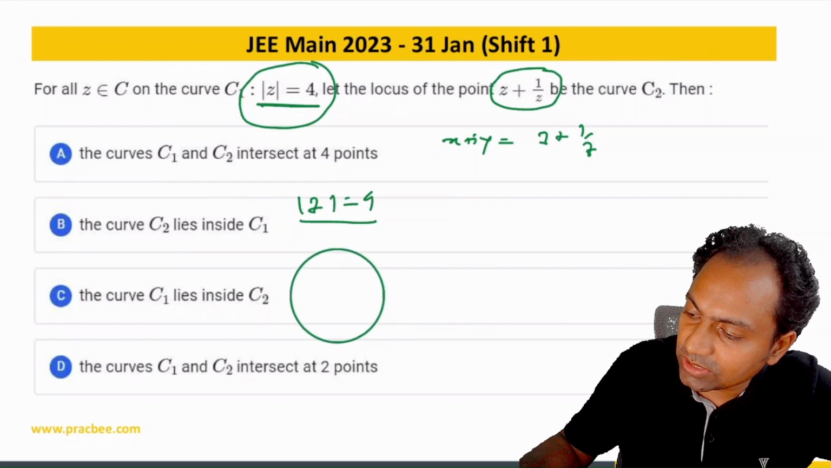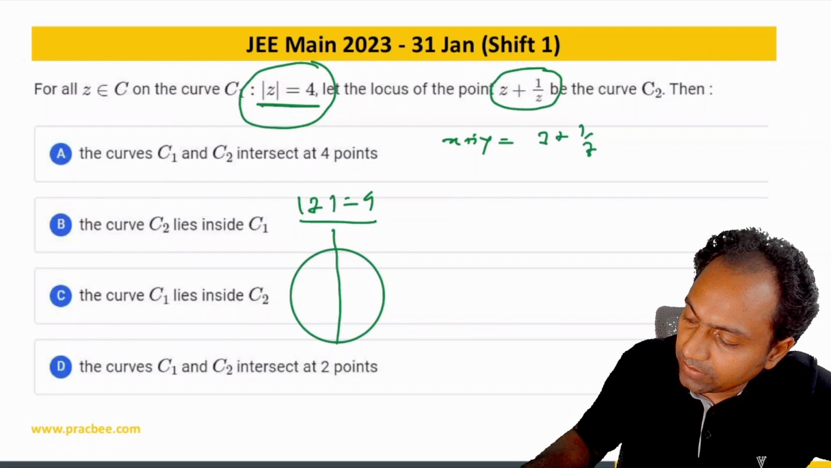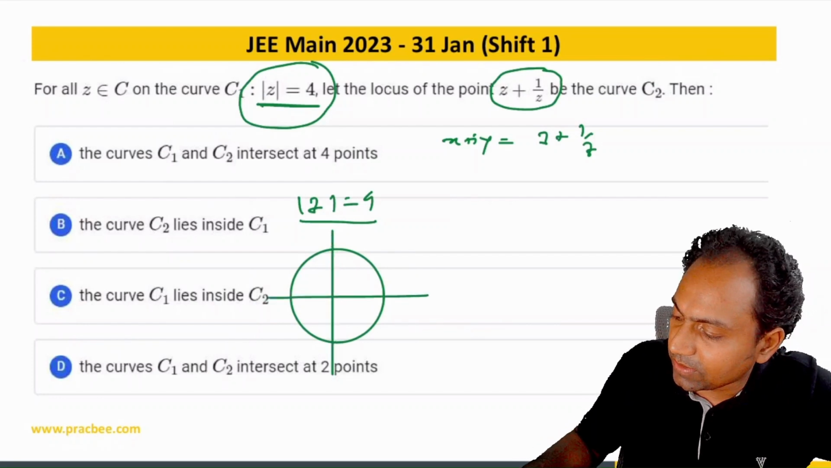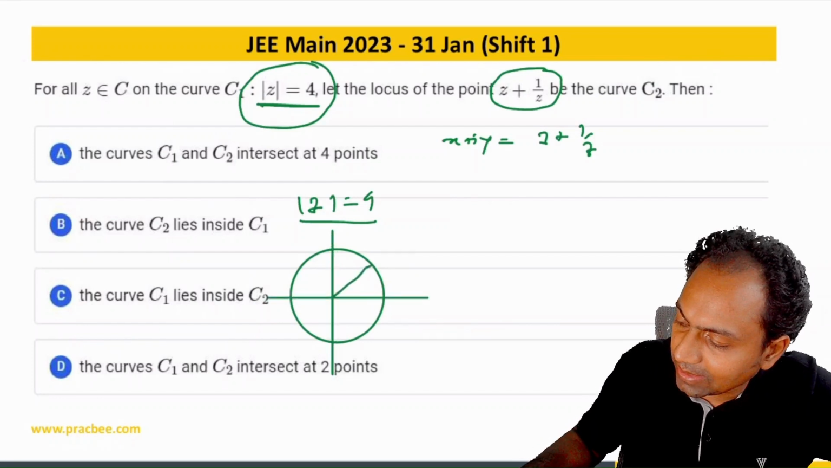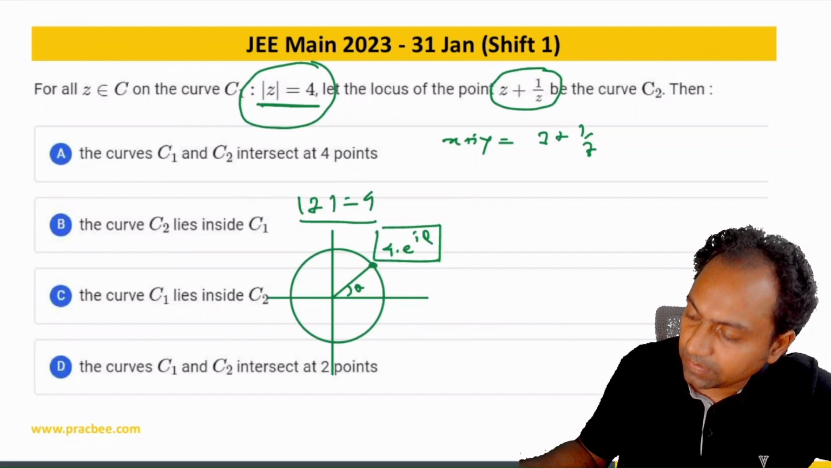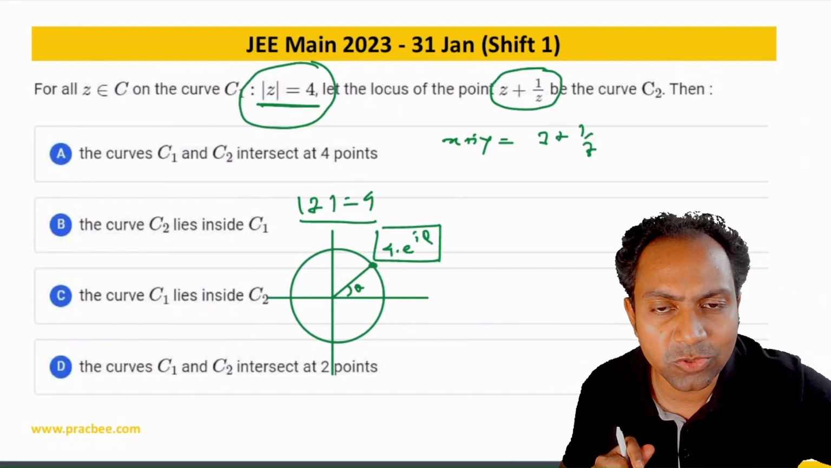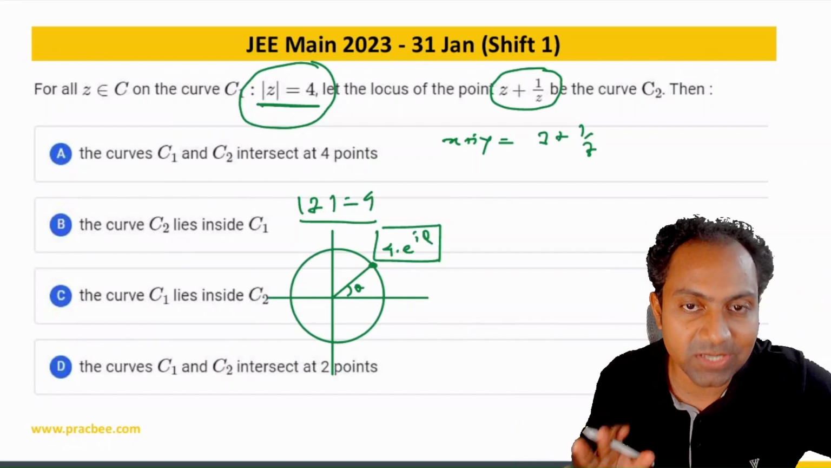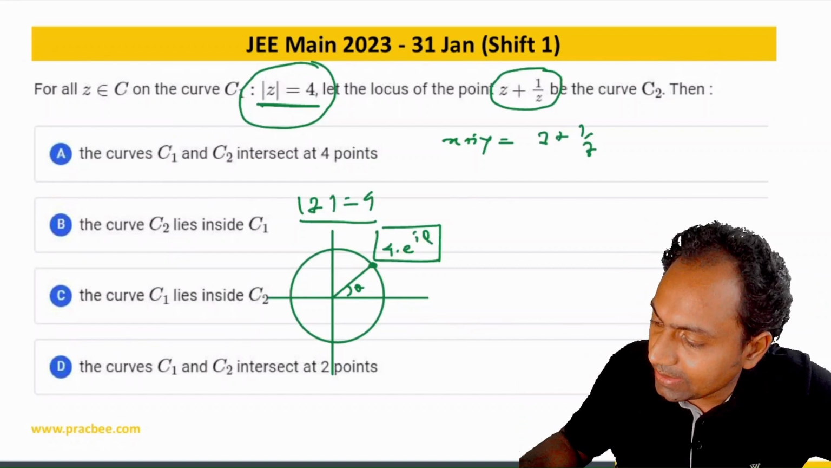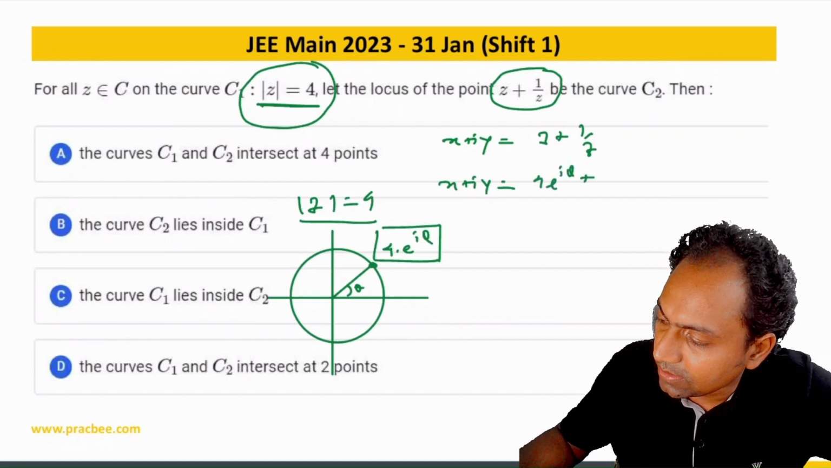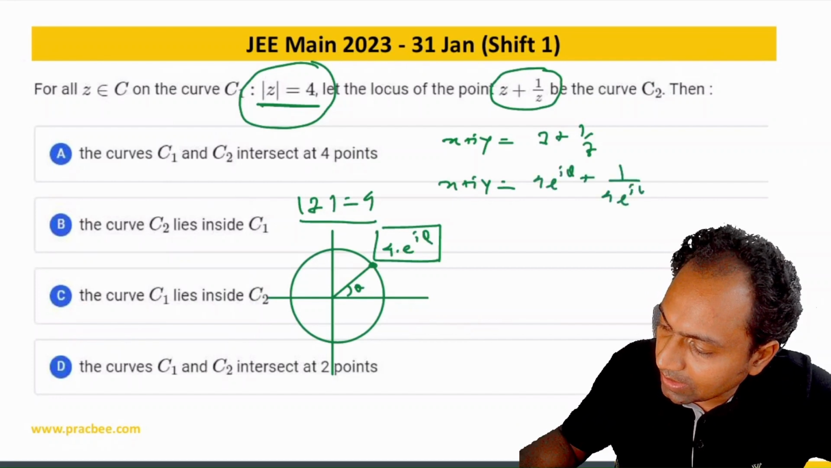If z lies on a circle with a radius 4, and if I consider one point at an angle theta here, that is nothing but argument, this point can be written as 4 e raised to the power i theta on argument. So any z on this curve can be represented as 4 into e raised to the power i theta, which is also the parametric form of a circle. If I do that, here x plus iy can be written as 4 e raised to the power i theta plus 1 by 4 e raised to the power i theta.